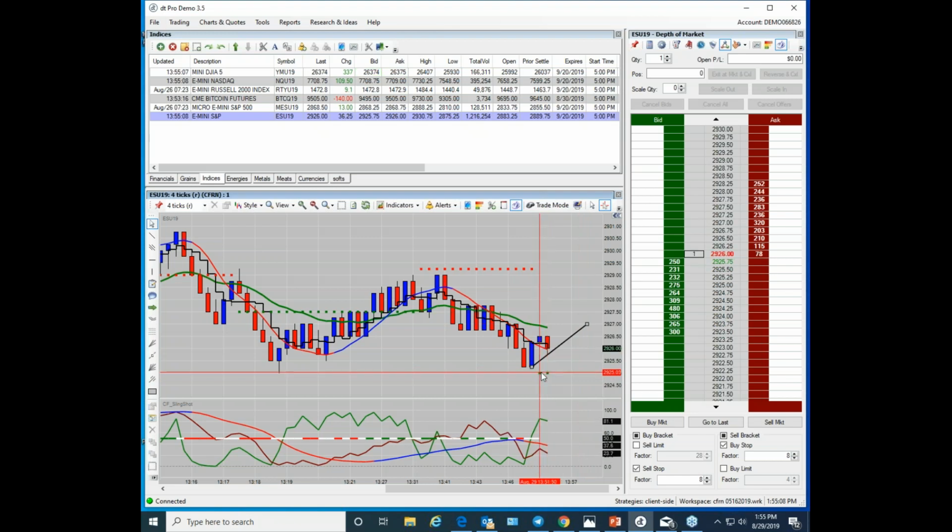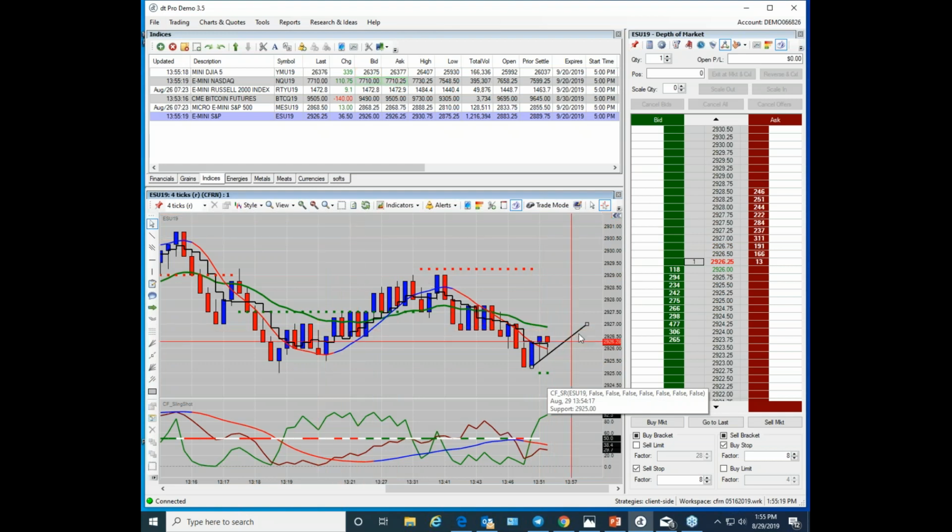Dynamic support is printing. Okay. What that tells you is that we really want this thing to close underneath this green dot before we want to get short. So you know what? We'll see what happens. Let's see if it does the normal thing. Get back to the green line. If not, then we'll just call it quits.